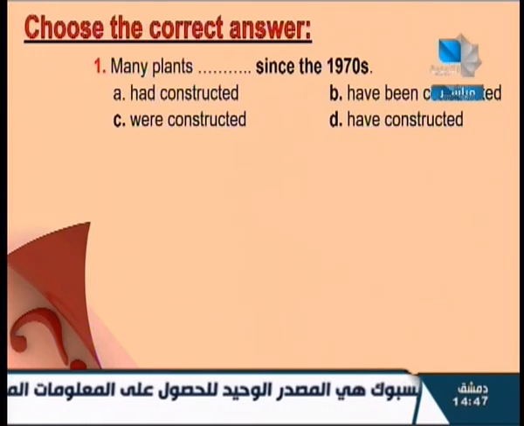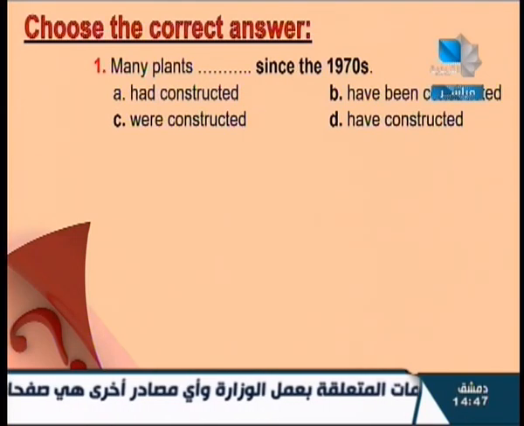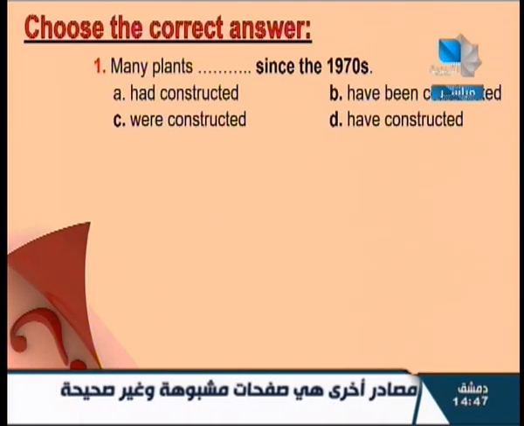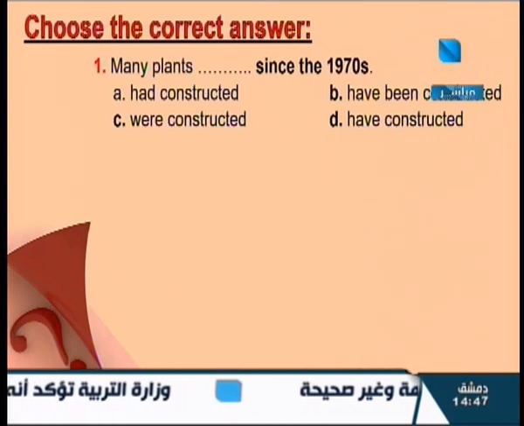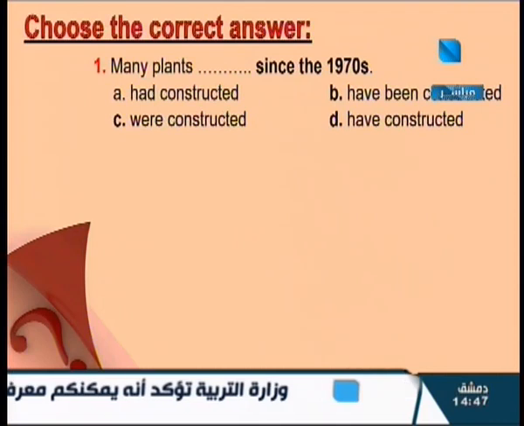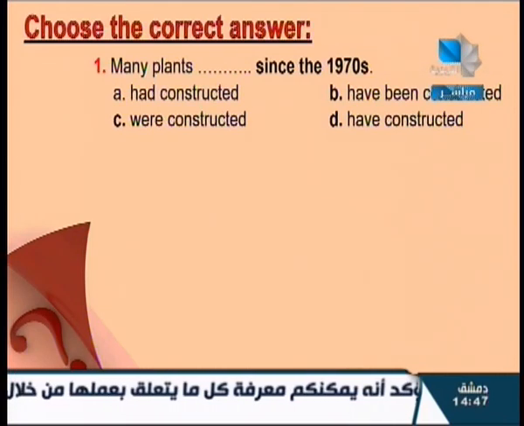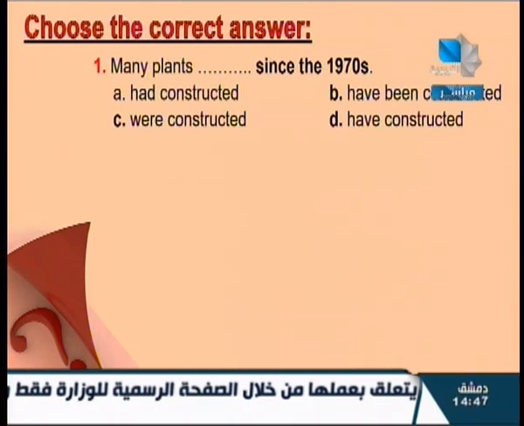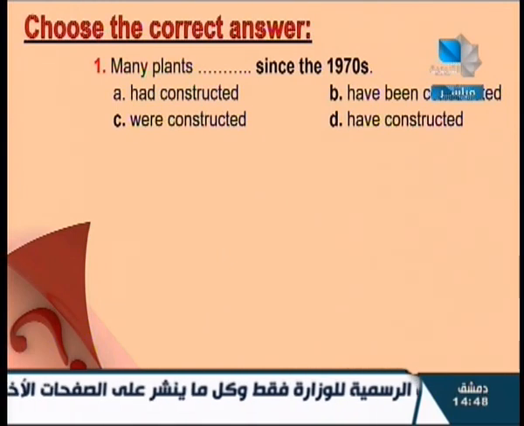We have a key word which is since, and you have to know that this word is used with the present perfect, not with the past. So had constructed is past perfect active, it is not correct. Were constructed, it is passive in the past simple, is not correct. Choice B have been constructed and choice D have constructed. So choice D is active, choice B is passive.